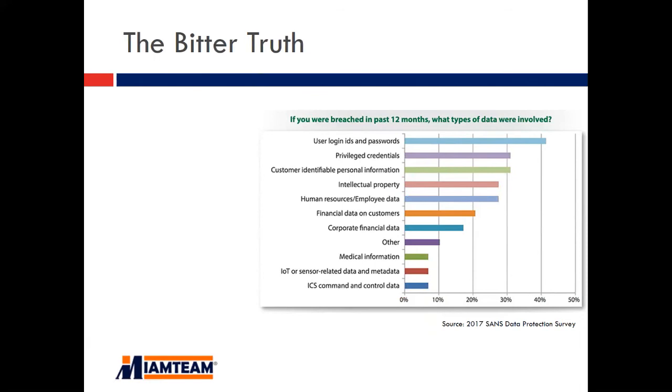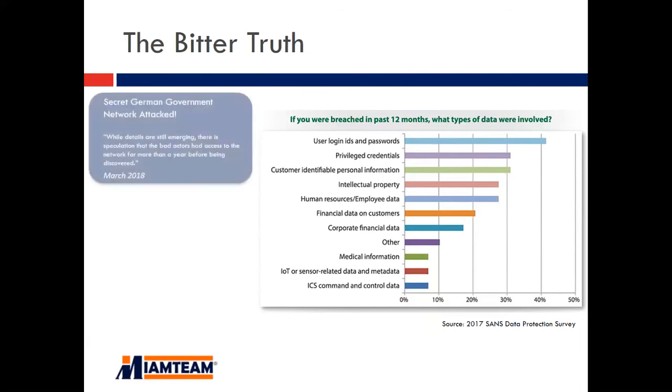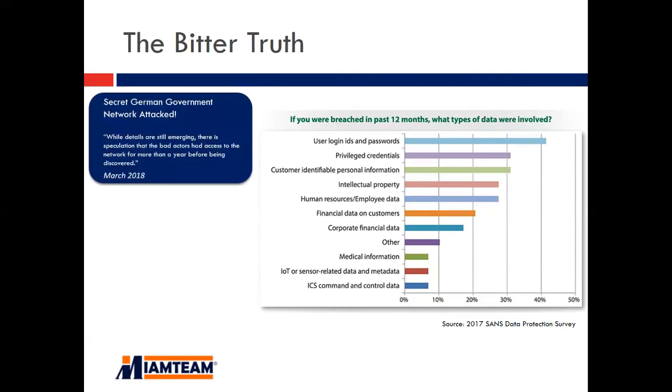Now, to give you an idea that the threat is real, industry news just released this month by Info Security magazine reported that a secret German government network was attacked using compromised privileged accounts. And the speculation was that the bad actors had access to the network for more than a year without being detected.